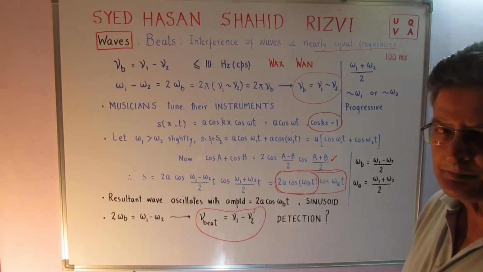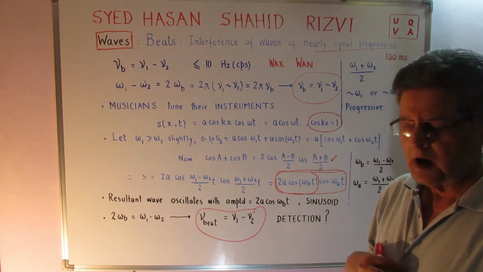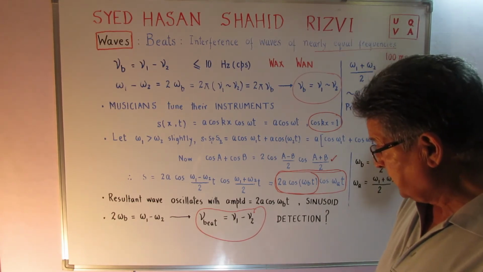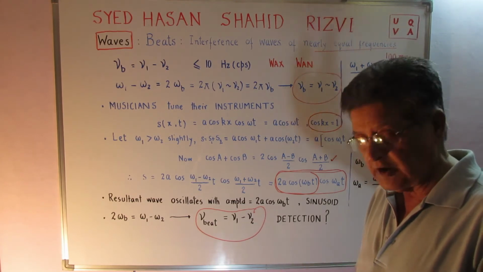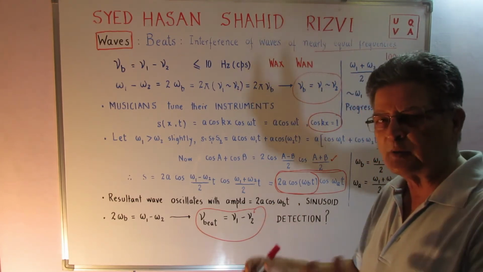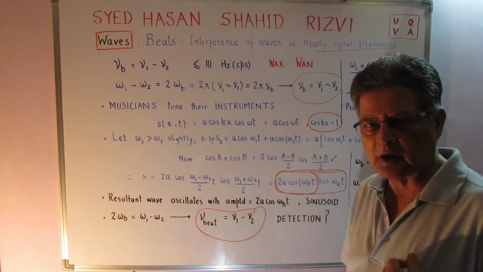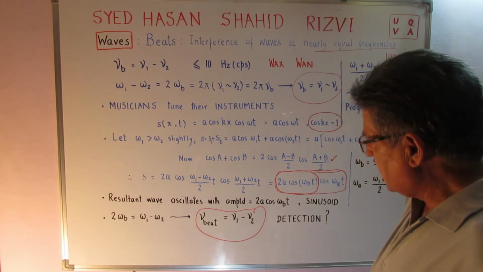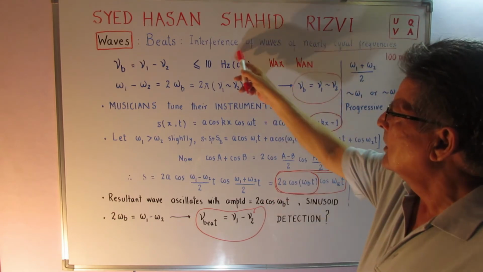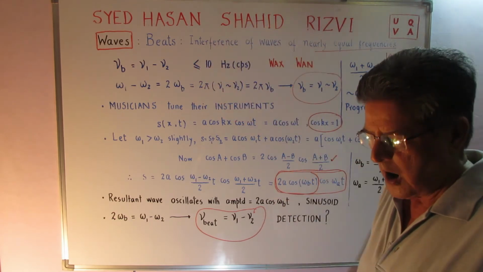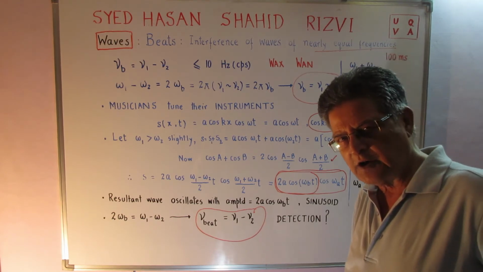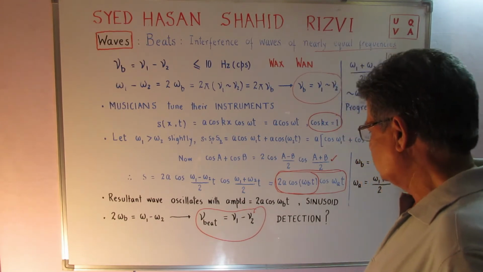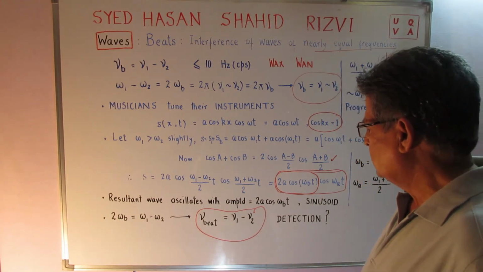How do we detect them? Not with the help of instruments usually, but with your ears. And there are people who can tune a certain instrument to a standard instrument within a matter of a few minutes. Our ears have the prowess to detect up to 10 hertz. If the difference is more than 10, then we need some other detection instrument. So detection is done like that.